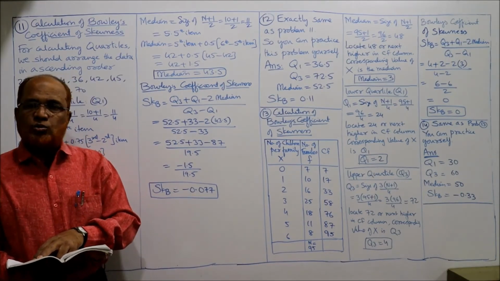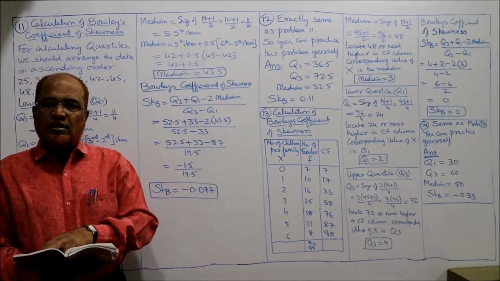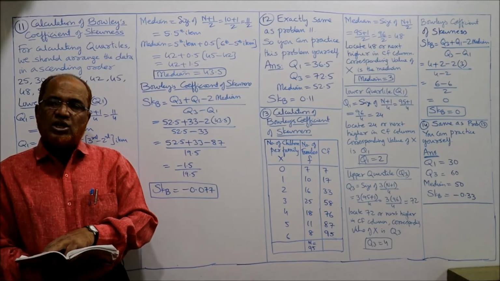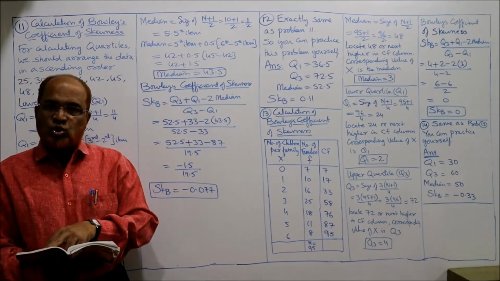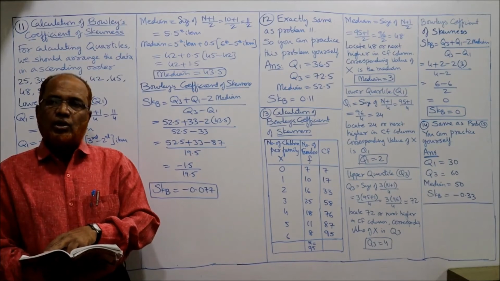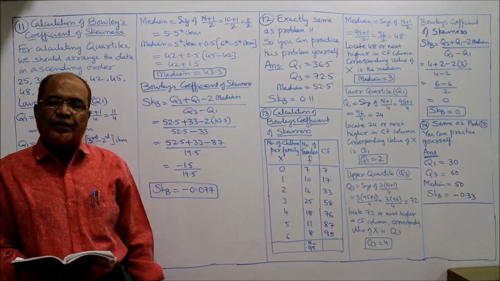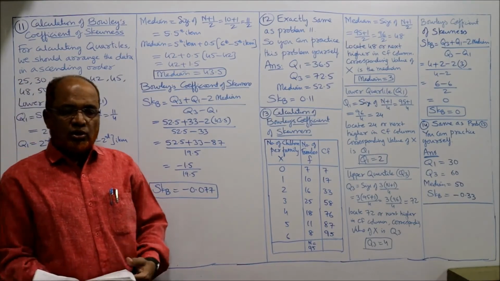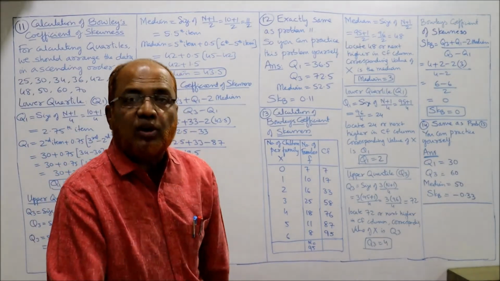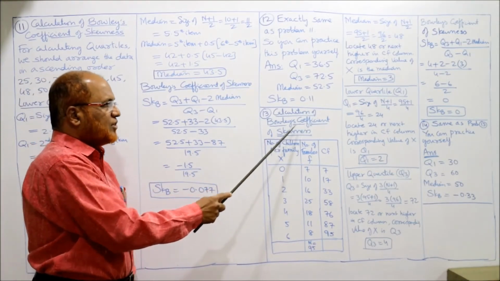In the total distribution, 7 families are there. No children at all. 1 child: 10 families are there, each family 1 child. And 2 children: how many families? 16 families are given. So when distribution is given, frequency is given, it is a discrete frequency distribution. So how to calculate Bowley's coefficient for discrete distribution? Calculation of Bowley's coefficient of skewness.